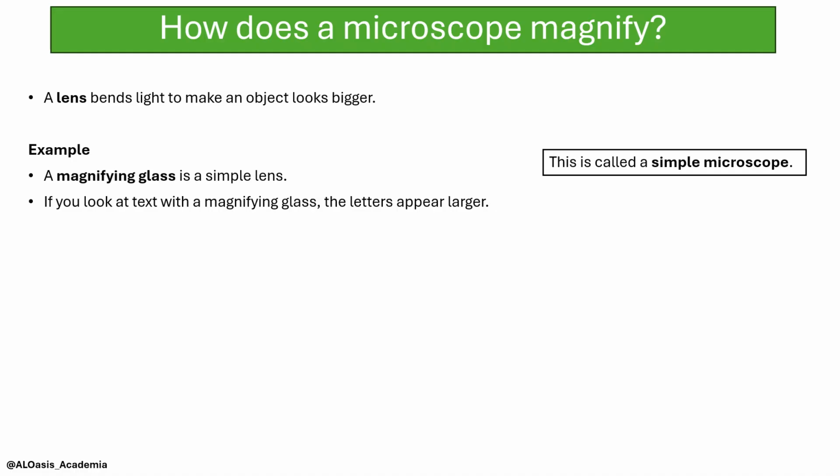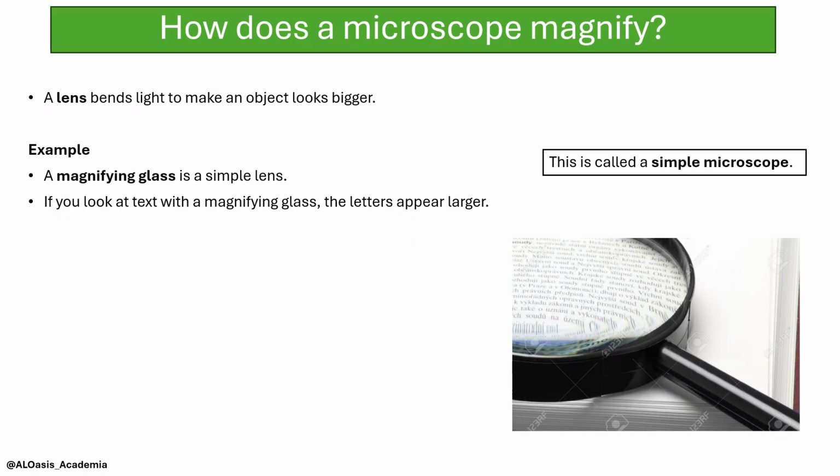So, now we need to understand, how does a microscope magnify things? The way a microscope makes things bigger is by using a lens. A lens bends the light that is passing through it, and this makes any object look bigger. An example of that is the magnifying glass, which has a simple lens in it, and this lens just makes all the letters appear larger.